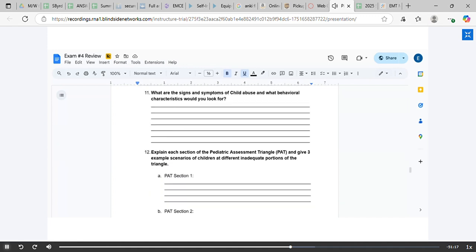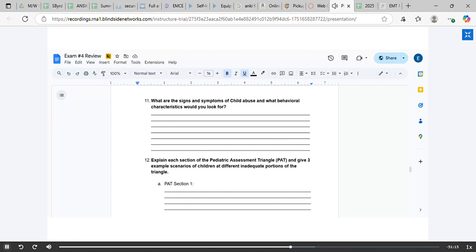Okay. Signs and symptoms of child abuse. What behavioral characteristics do you look for? Okay, so child abuse is terrible. All right, just flat out, it's terrible. If you ever find, let me see here. Where are my notes on this? Here it is.